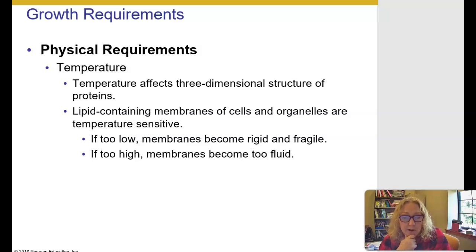Lipid-containing membranes are temperature sensitive. If the temperature is too low, the membranes become too fragile. If the temperature is too high, it sort of melts the membranes and they become too fluid. So we don't really want either of those things to happen.